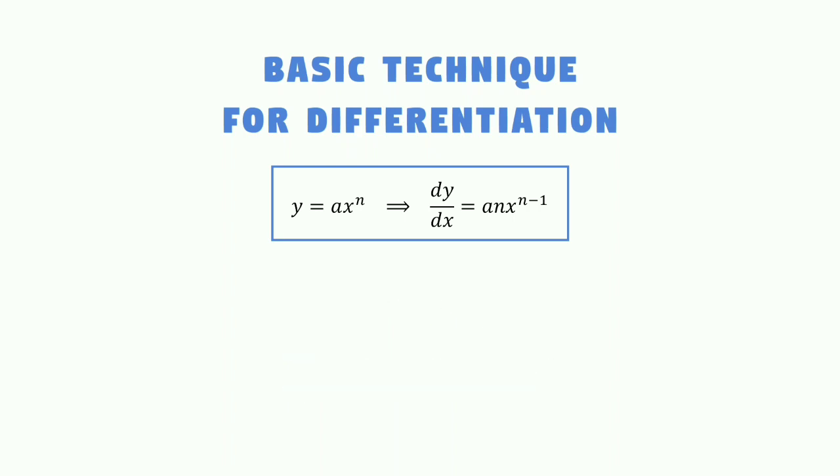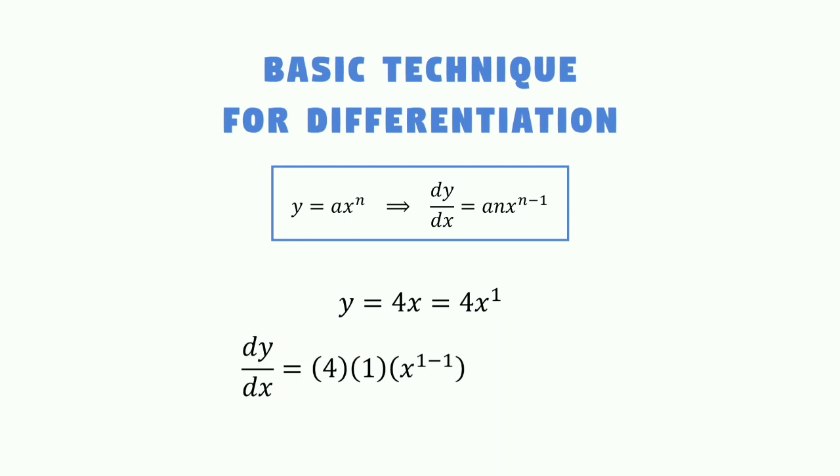Next, what is the derivative of 4x? Again, applying the basic formula, the derivative of 4x is simply 1 times 4 times x to the power of 1 minus 1, which equals 4.